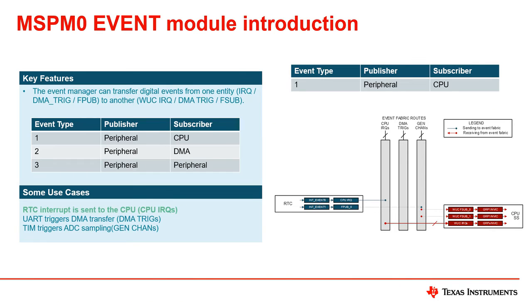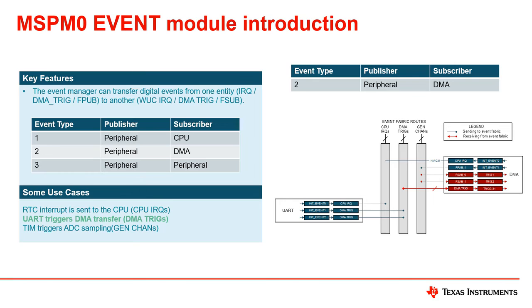The first example is that a peripheral triggers a CPU interrupt through the event module, which is the basic function of the event manager. You can configure the RTC module, configure the event module inside, and publish CPU interrupts through the CPU bus, which allows the CPU to respond to the interrupt.